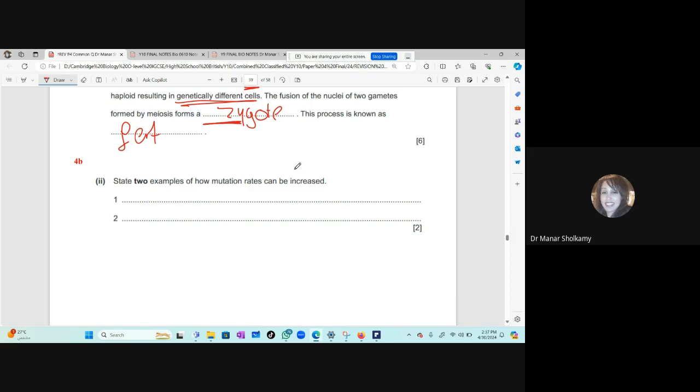State two examples of how mutation rates can be increased. What are the things that cause mutation? Radiation and chemicals. Very good. What if the question is different? They're asking you, what are the things that cause variation in the first place? Mutation, meiosis, random fertilization, random mating.